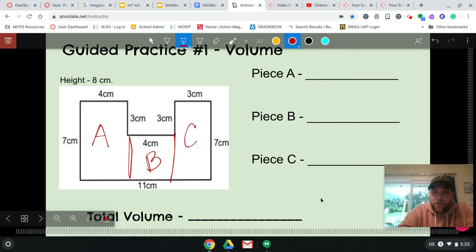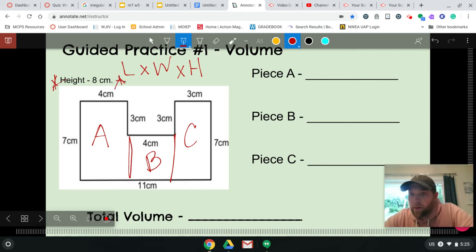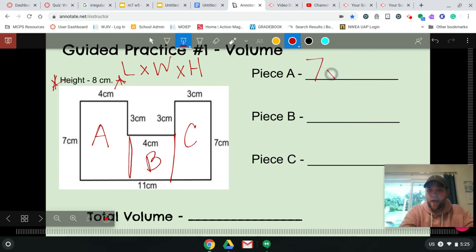Now remember, I just said that to find the volume, we have to multiply our length times our width times our height. And I gave you the height: we said the height is 8 centimeters, and that's important because it's one of the numbers we multiply. So let's look at piece A. What are the three dimensions for piece A? Remember, we're only seeing the top of it, so you can't see the height or the depth, but you know it's 8 centimeters. So for piece A, we're going to multiply 7 times 4 times our height, which is 8. And that gives me a total of 222.